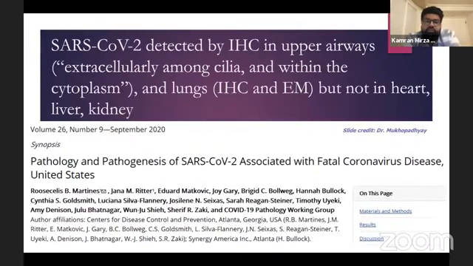Lastly, SARS-CoV-2 has been detected by immunohistochemistry. Like I showed one image of the pneumocytes being infected, and that was in situ hybridization. But immunohistochemical studies have also been showing SARS-CoV-2, looking specifically at it extracellularly. It's been seen amongst the cilia and also within the cytoplasm. It has been seen in the lungs by immunohistochemistry and also by electron microscopy, but it has not been seen in the heart, the liver, or the kidney. This was basically published in the Pathology and Pathogenesis of SARS-CoV-2 associated with fatal coronavirus disease.